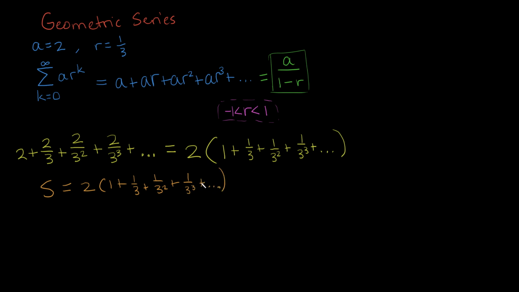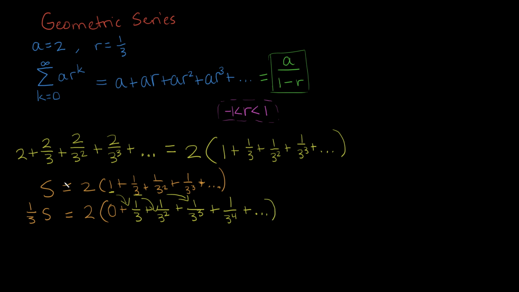We can multiply S by what our r was, which was 1/3, and we get 1/3 times S equals, we keep the 2 here, but now everything is shifted over, so I'm going to pad our series with a 0. The 1 comes down and becomes 1/3, then the 1/3 becomes 1 over 3 squared, and 1 over 3 squared becomes 1 over 3 cubed. We're just shifting all of our terms along by 1. The multiplication by 1/3 in this case was equivalent to a shift.